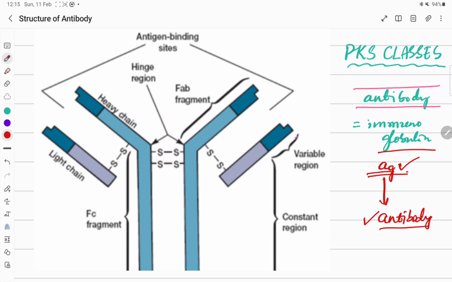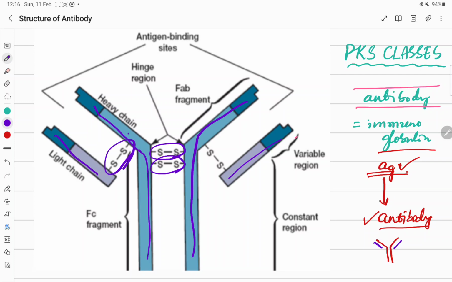If we see the structure of this antibody, it is Y-shaped with 4 polypeptide chains, 2 heavy chains and 2 light chains. So this is the heavy chain, 2 heavy chains are there and 2 light chains are there. These 2 heavy chains are joined by 2 disulfide bonds, and each heavy chain is joined to its respective light chain through a disulfide bond.